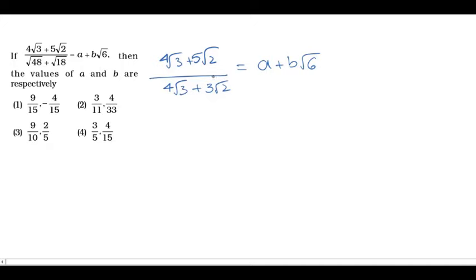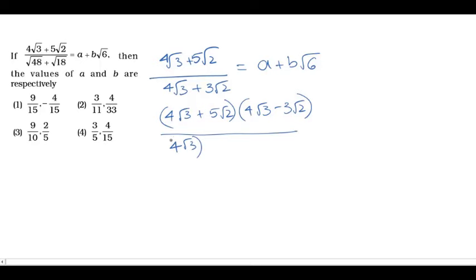Now we can rationalize it, and I prefer rationalizing because when we multiply I think it becomes more complicated. So let's try to rationalize it. So we are multiplying with 4 root 3 plus 5 root 2 into 4 root 3 minus 3 root 2, divided by 4 root 3 whole square minus 3 root 2 whole square, right?